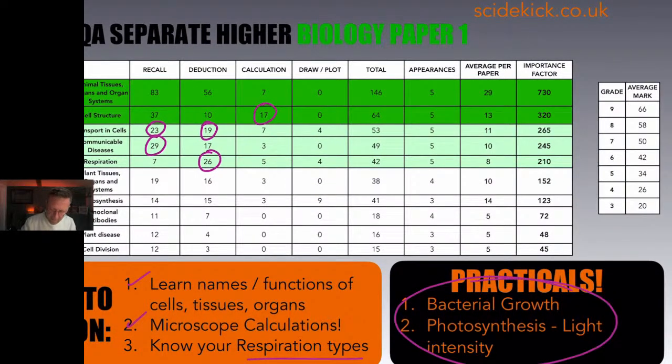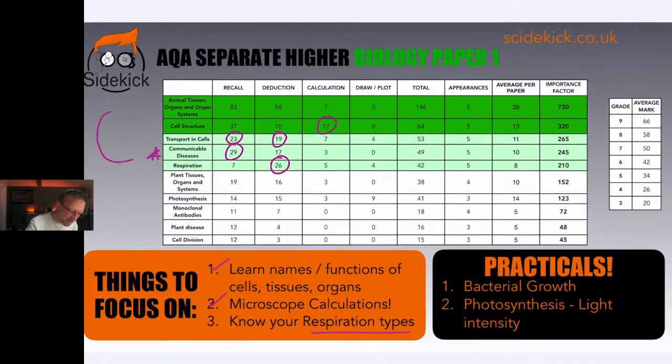Now, the last thing, and I've got this for each paper, are the practicals. So you've got your bacterial growth, okay? That's where you get a Petri dish and you've got your bits of paper and they kill bacteria because they've got antibiotics on. You need to measure which is the most effective antibiotic and this, that, and the other. So focus on those sorts of questions, okay? They come up all the time.